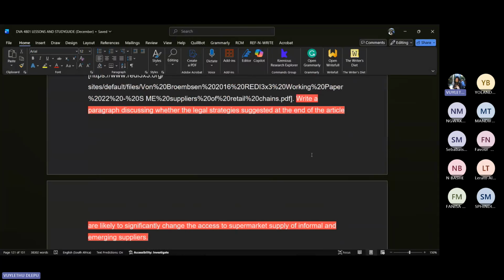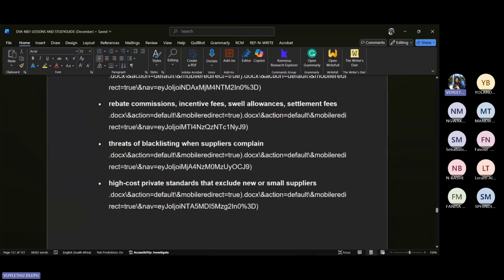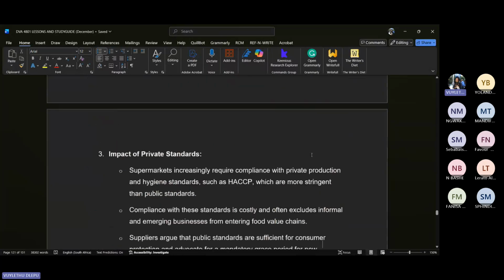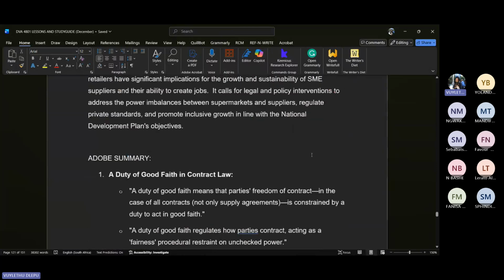So the next part of the article is found at the end of the article, which is what I summarized now. For you to be able to come up with your answer, you'd have to go to that section. And that section is titled A Duty of Good Faith in Contract Law. You find it right at the end there in the article.